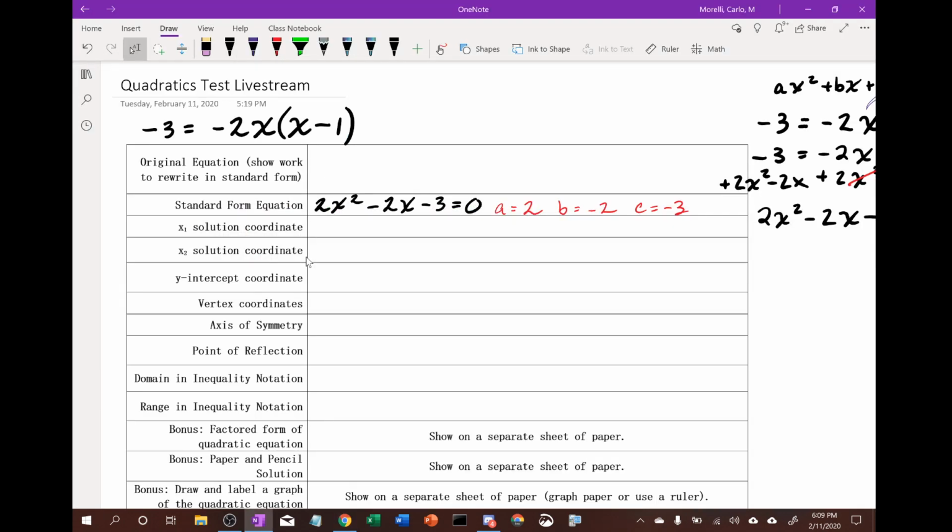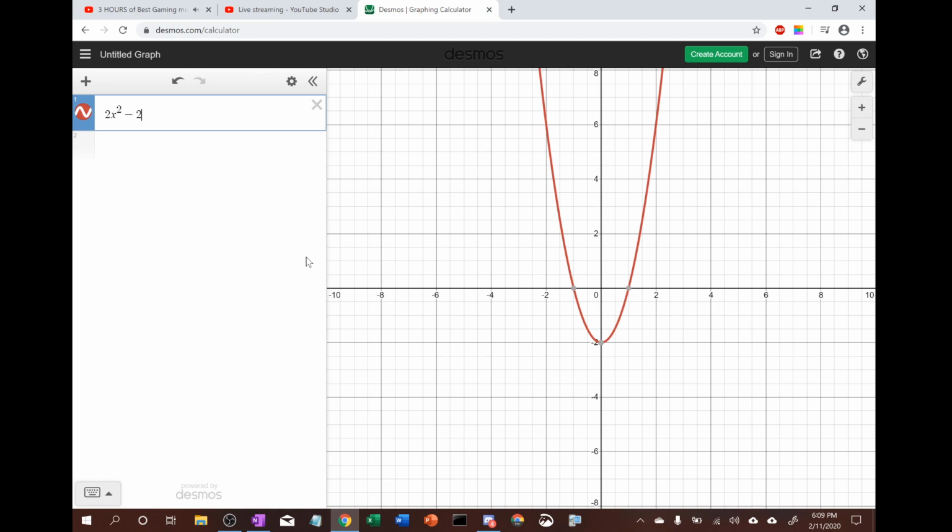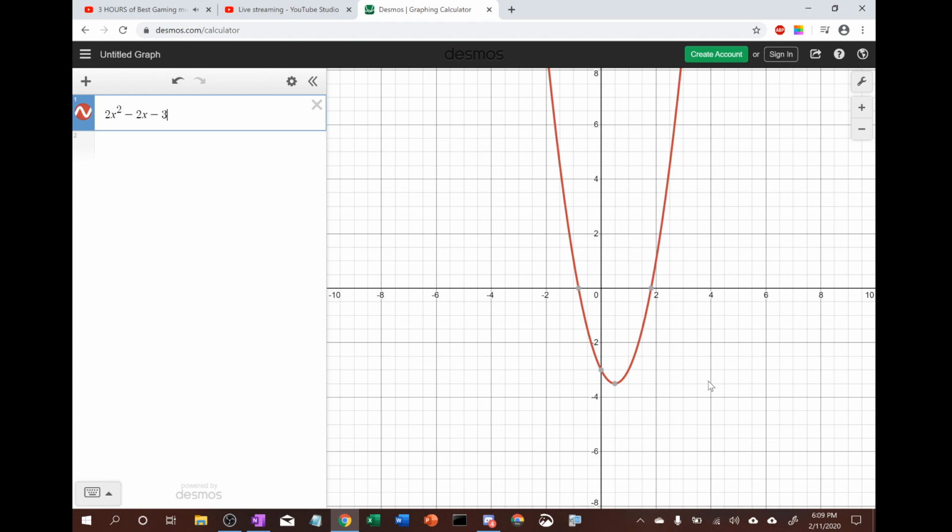Yeah. 2x squared minus 2x minus 3. Okay, welcome to the easiest job in the world, just clicking buttons. There we go.